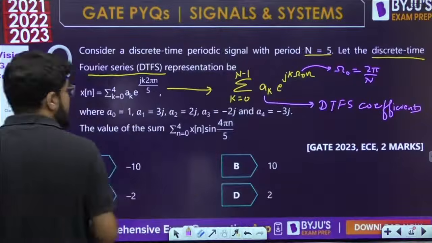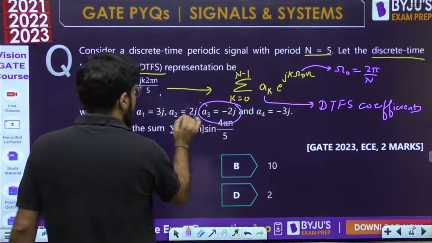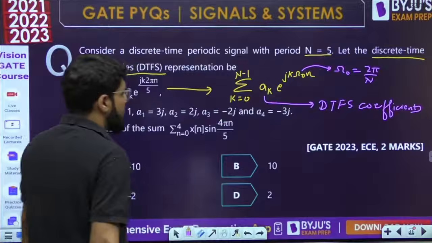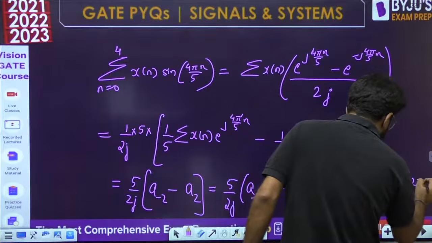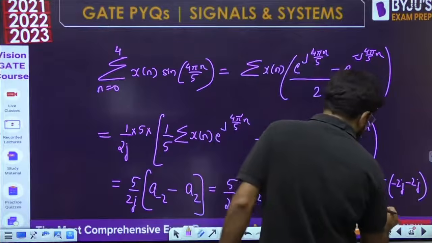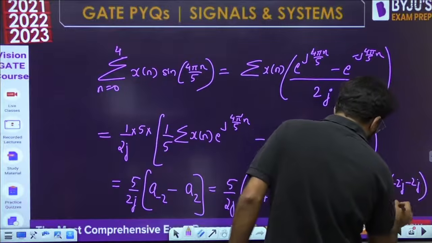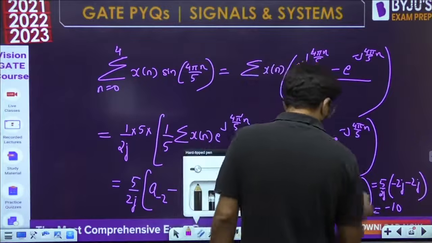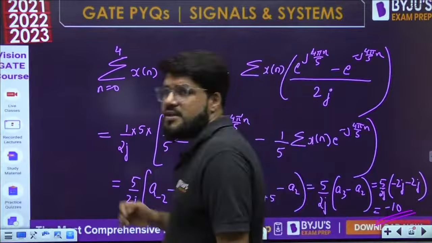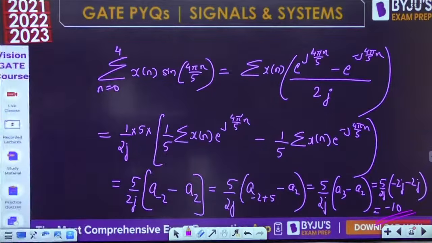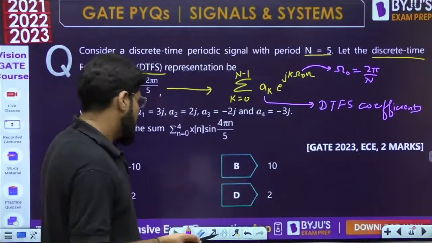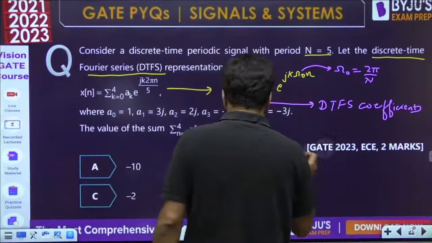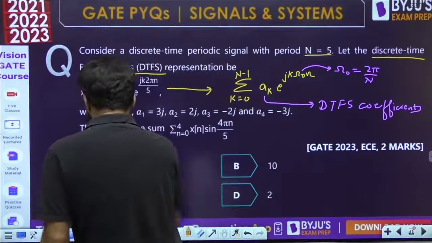Now let us come to the question. a3 is minus 2j and a2 is 2j. So it is given by minus 2j and then minus 2j. So 2j cancel, 5 into minus 2, minus 10 is my answer. Minus 10 should be the last answer. Please check it out, dear. Good question, it is about properties. 2023, 2 marks. The answer is minus 10, option A.